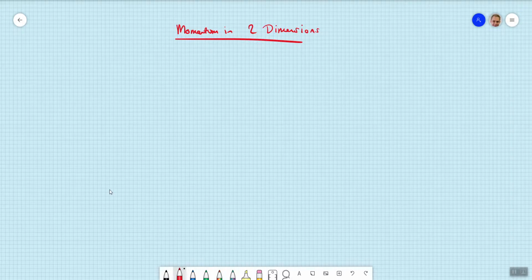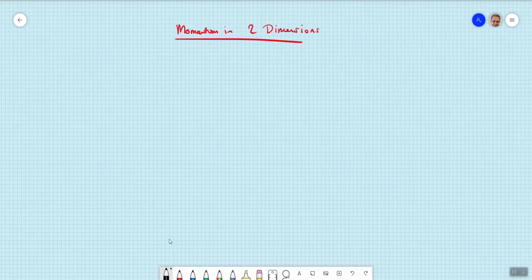Hello everyone! So today we're going to look at momentum in two dimensions. We're going to look at a few example problems to solve this, and we're going to deal with the question of what we do if we've got something that happens in two dimensions. So a two-dimensional collision, a collision in two dimensions, is something like as follows.